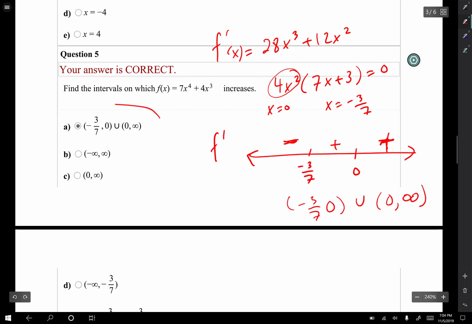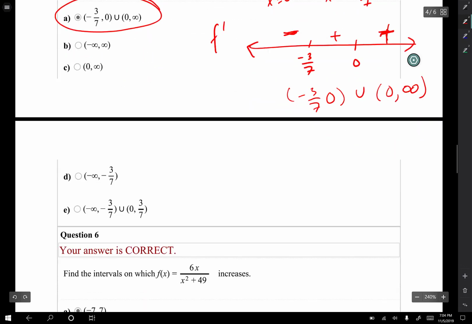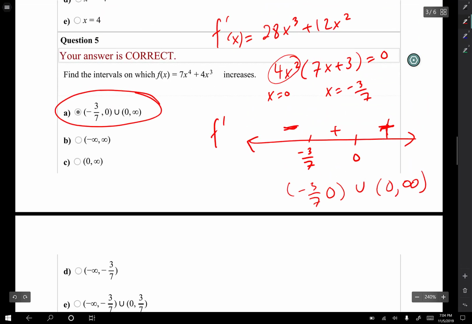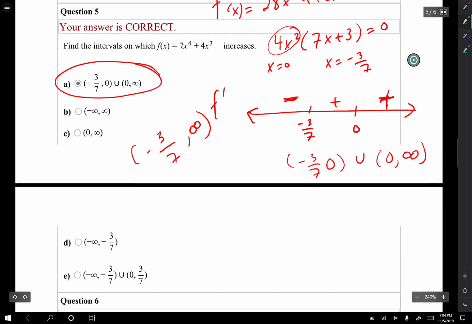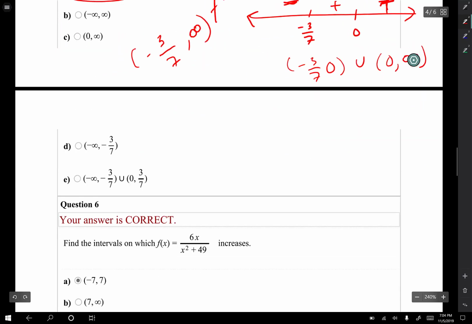So here we go. All right, let's continue. Oh, by the way, a case could probably be made, guys, on this one that you're increasing from negative 3/7 to infinity. But I don't think they put that option in here. So don't worry about it for now.